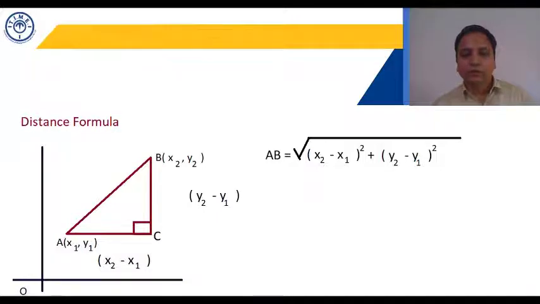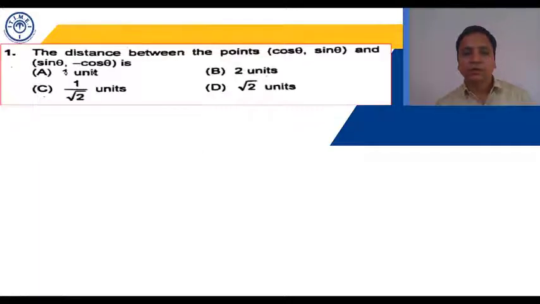So moving to questions. Question number 1. It says the distance between the points. Now coordinates are given. The first point is cos theta, comma sin theta, and the second point is sin theta, comma minus cos theta. The question asks for the distance between the 2 points.